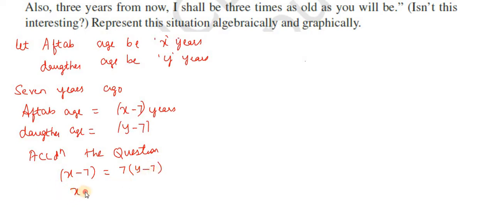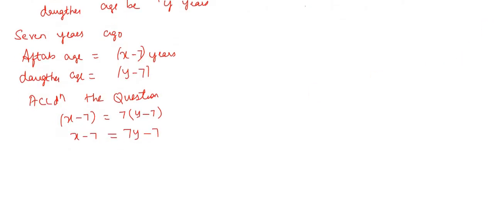So we will get x minus 7, which is equal to 7 into y, 7y minus 7. Now simplify this further. Oh, sorry, here we need to multiply. What is 7 sevens? 7 sevens are 49. Here 7 into y is 7y, and minus into minus 7 sevens are 49.